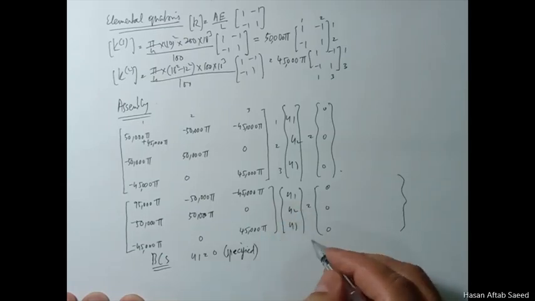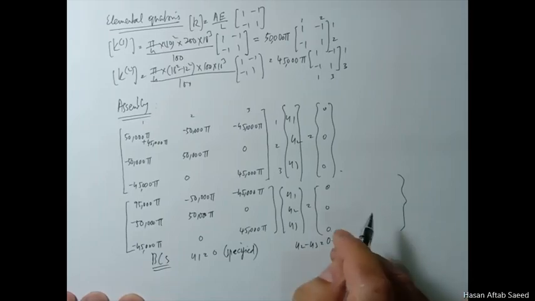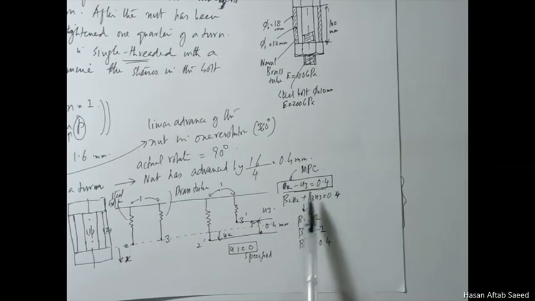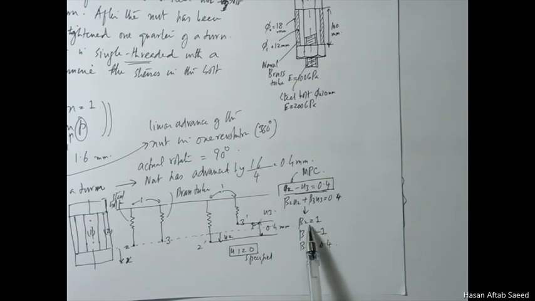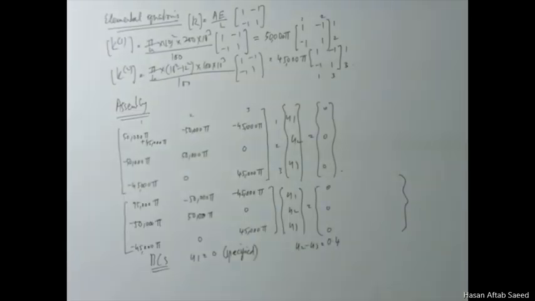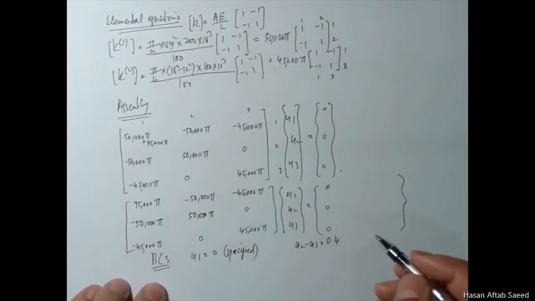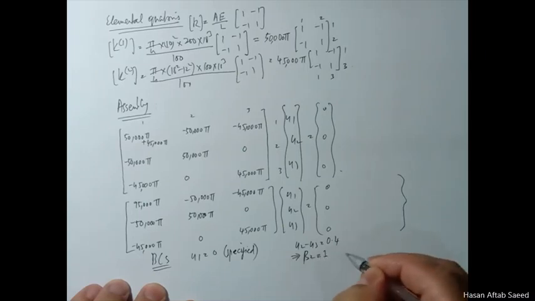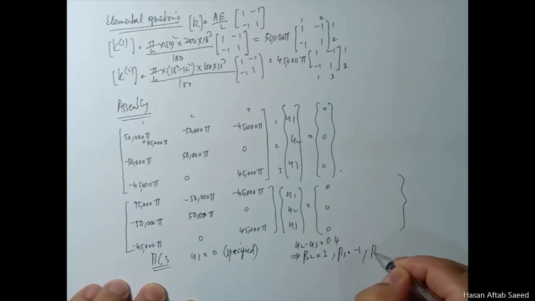As far as u2 and u3 are concerned, u2 minus u3 is equal to 0.4, and we have just seen that this is a multi-point constraint problem. So beta 2 is 1, beta 3 is equal to minus 1, and beta naught is equal to 0.4.